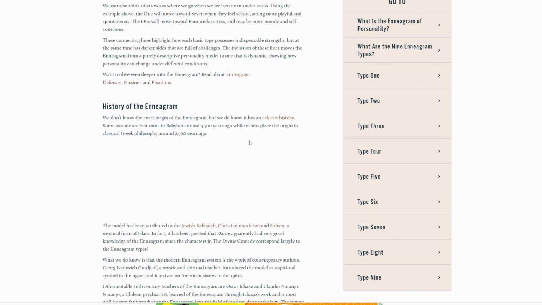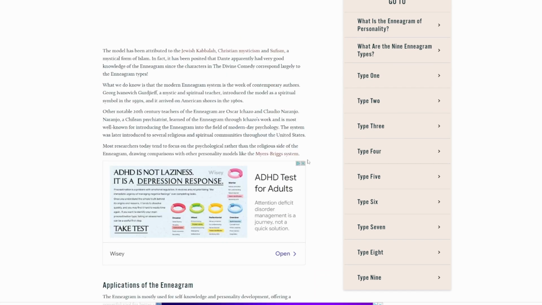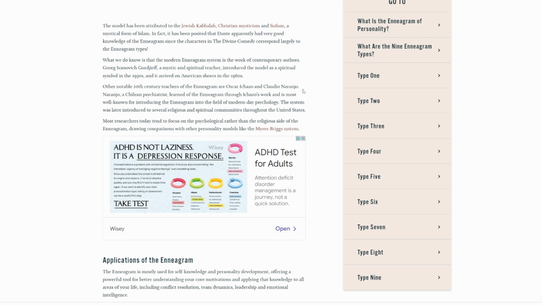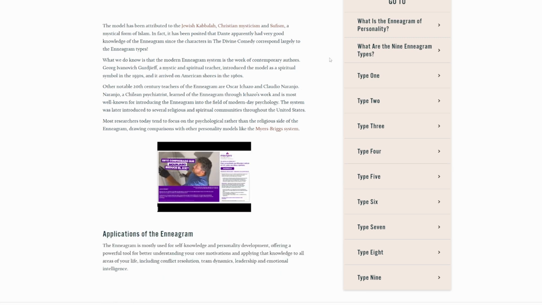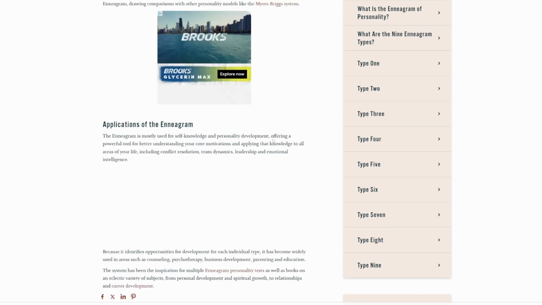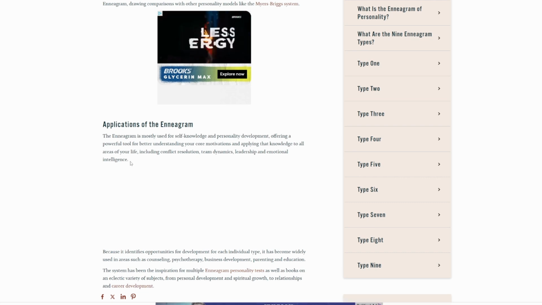Okay, history. Oh, this is basically what that video was saying. The Myers-Briggs system. Okay, that's the Myers-Briggs system. I'm an ENFP on that, but it's a different system, personality model. That's what it's called. Wow. Chilean psychiatrist. The applications of the Enneagram: self-knowledge and personality development, offering a powerful tool for emotional intelligence.